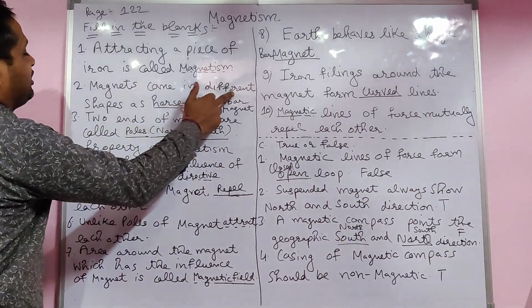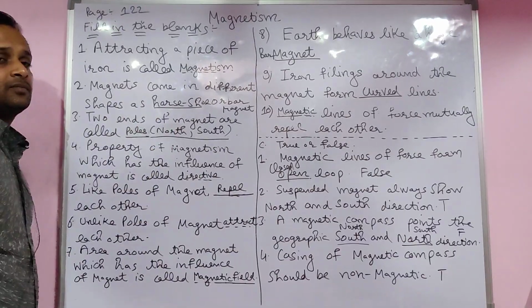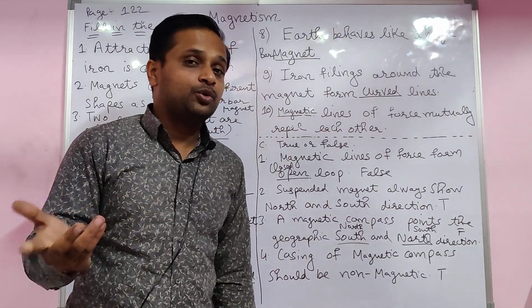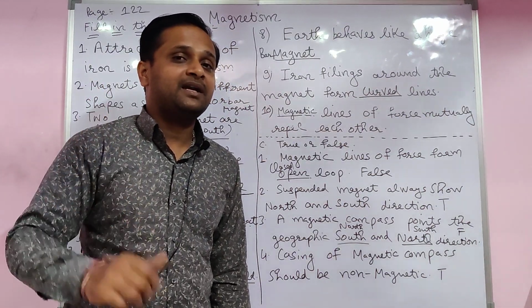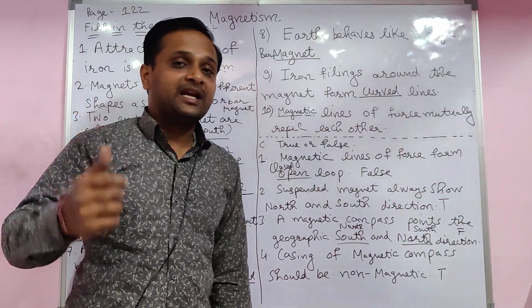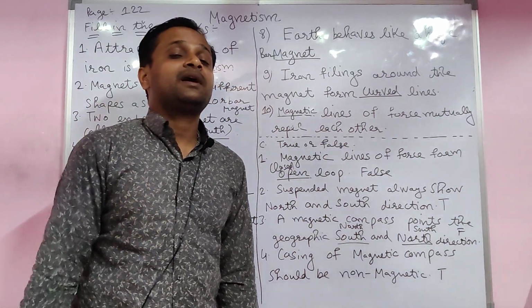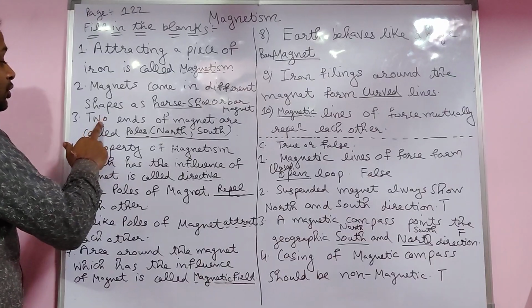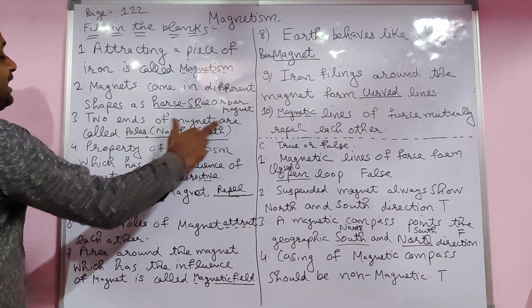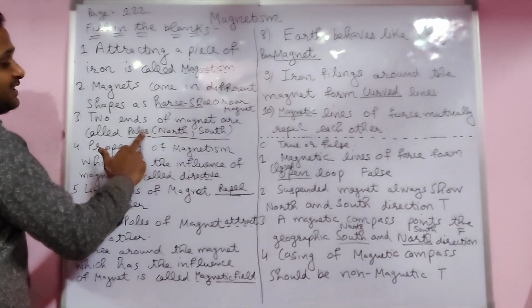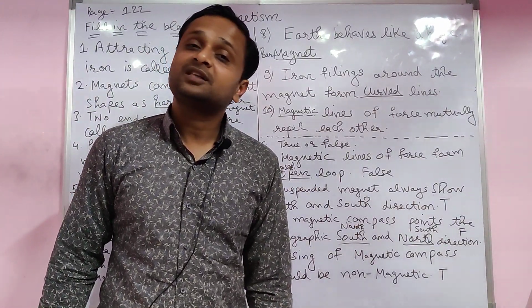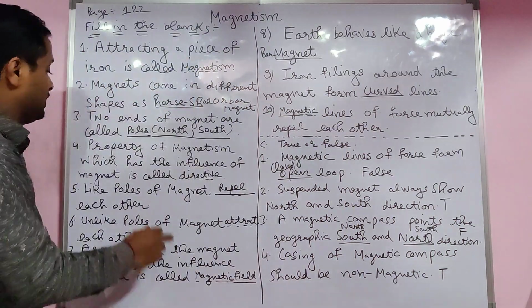Magnets come in different shapes. I already told you the different types of shapes: horseshoe magnet, bar magnet, magnetic needle, and some other magnets also. Two ends of a magnet are called poles. Which poles do you already know, beta? North and south pole. Yes.